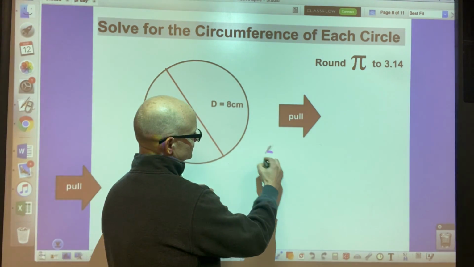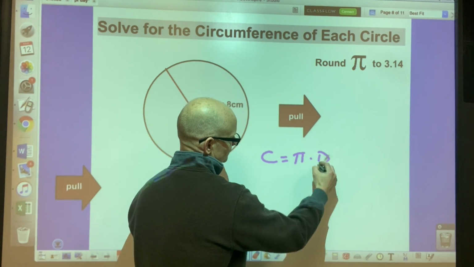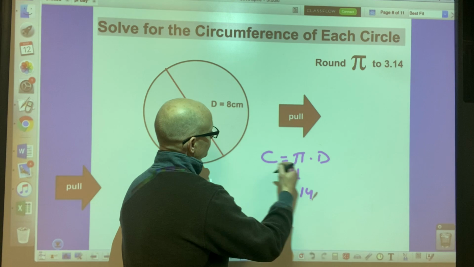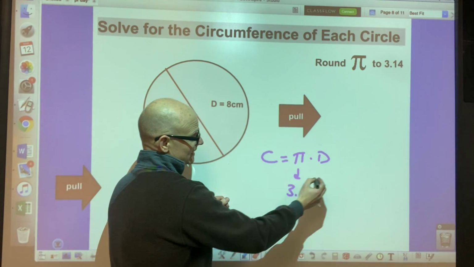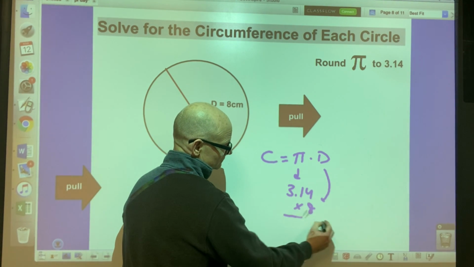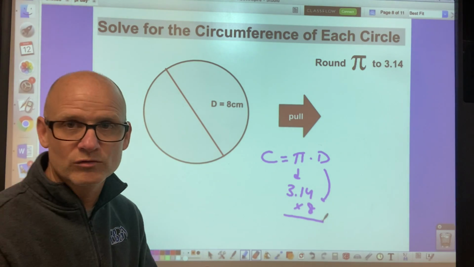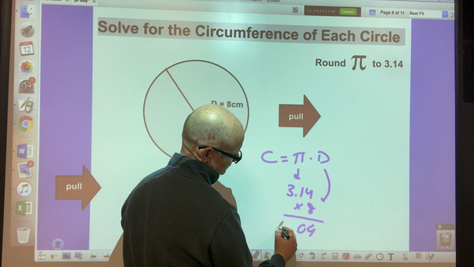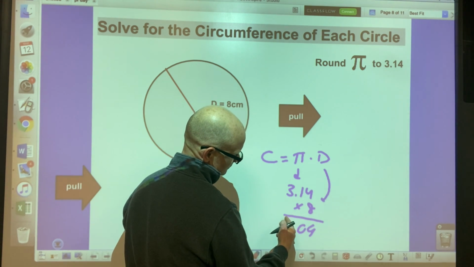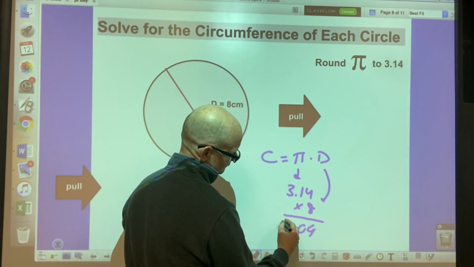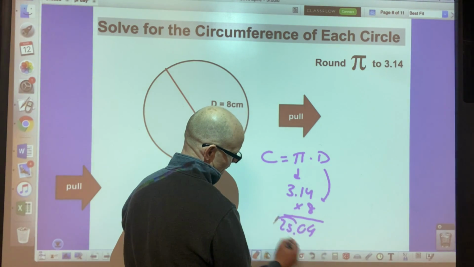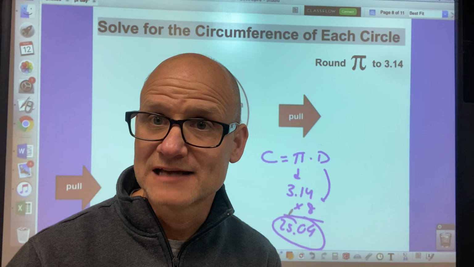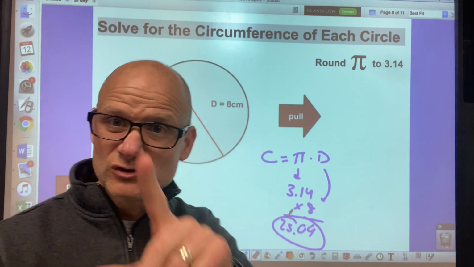So circumference is always pi times diameter. Pi, we are always going to say is 3.14. We're going to multiply by the diameter, which is 8. So times 8. And so you just work this out. You guys know how to multiply whole numbers with decimals. And so you get 25.04. The key is you take pi times diameter. Does that make sense? So now let's just try this.